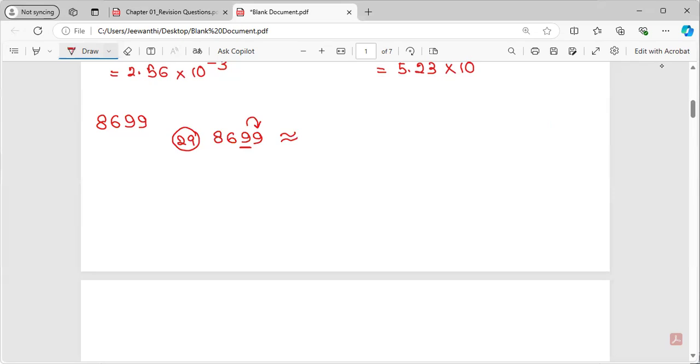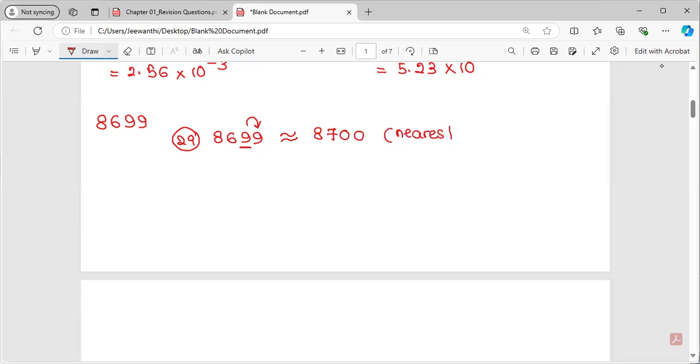Whatever number I write here is not equal to 8,699. It is approximately equal to it when I correct it to the nearest 10. So the underlined 9 becomes 10, so I put 0 here and that 1 will add to 6. So the answer will be 8,700. Here I write nearest 10, right?